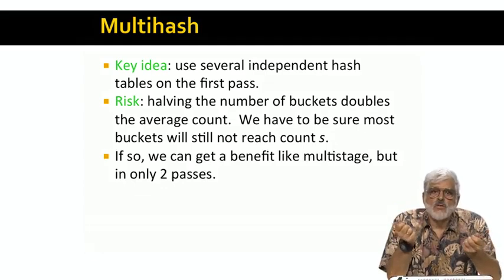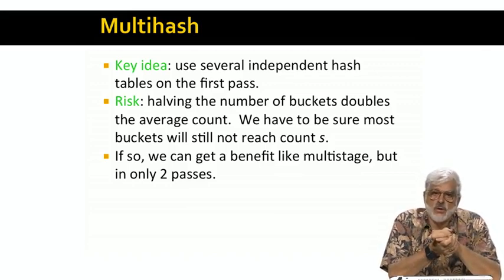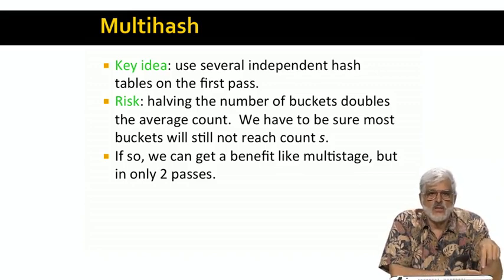If PCY gives you an average count of one tenth of the support threshold, then you can use five hash tables instead, each with an average count of half the threshold, and each hash table will have mostly infrequent buckets. But now you have five chances to eliminate a pair that is not actually frequent, and the chances are very high that at least one of the hash functions will send it to an infrequent bucket. In that case, we get much of the benefit of five stages of the multi-stage algorithm, but we use only two passes and not six.